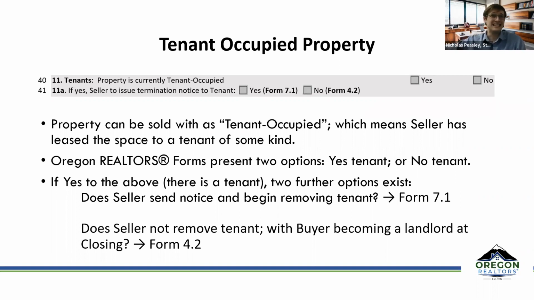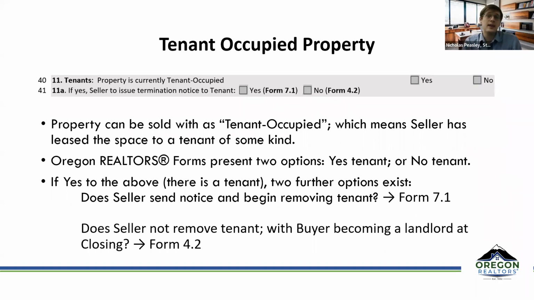The seller is leasing the space out to somebody. This can be a various set of tenants. You can have residential tenants, they can be commercial tenants. In theory, you could be leasing out your parking spot or something like that. That's technically a tenant that you're dealing with at that point. In the Oregon Realtors forms, we present you with those two options: yes, there's a tenant, or no, there is no tenant.